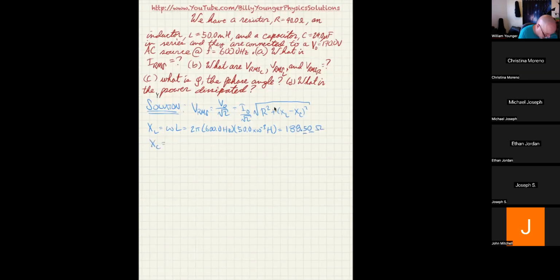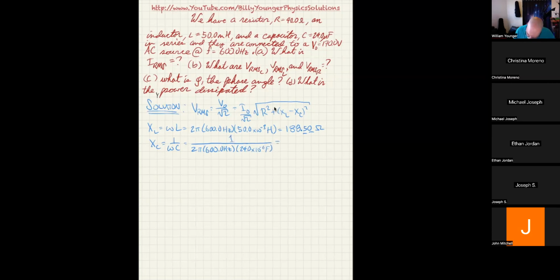So this is actually a pretty high frequency. Remember, in your house, that frequency is usually 60 hertz. This is 10 times larger than that because it's 600. So in this case, this is 1 over omega C. So this would be fraction bar 2 pi times 600.0 hertz times the capacitance, which is 24.0 times 10 to the negative 6 farads.